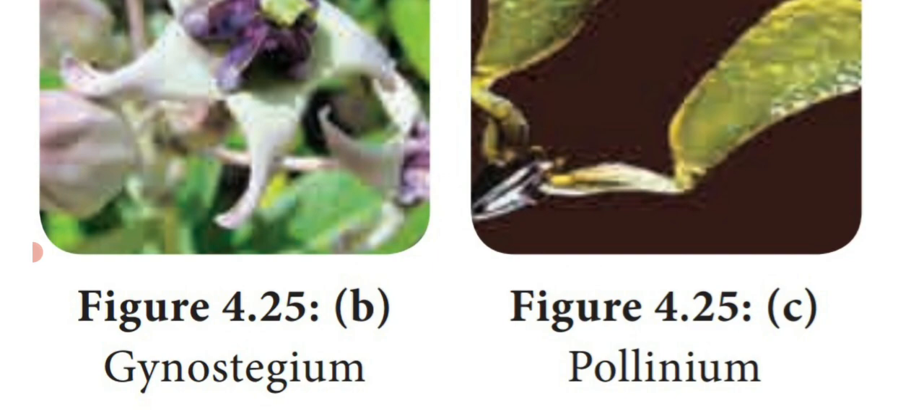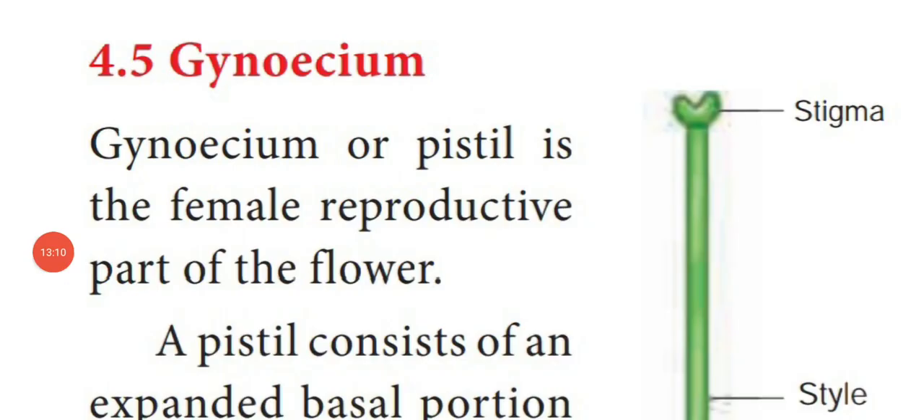So these are all the different types of adnation. Epipetalous or episepalous, second one epitepalous, third one gynostegium, fourth one pollinium. Dear students, up to this we have seen androecium, fusion of the stamen, that is conation and adnation types. Now we are going to see another essential word, that is gynoecium.